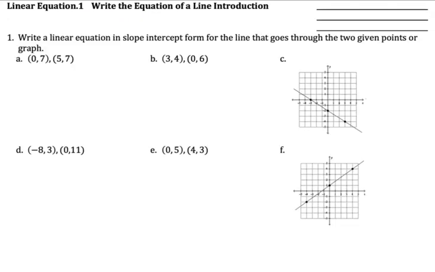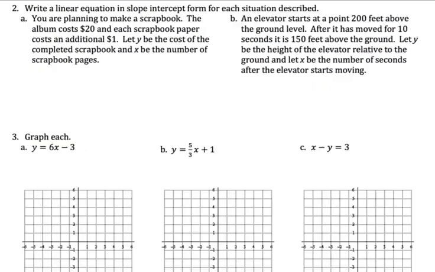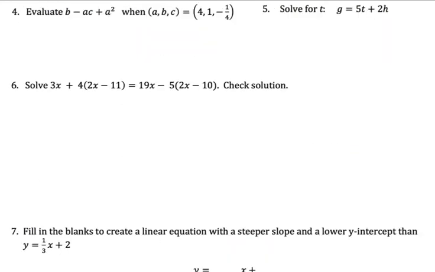Now on your practice here, number 1, you're going to write a linear equation in slope-intercept form that goes through the given points, or we've got the graph as well. Number 2, you're going to write a linear equation for each of the two situations. And this is going to be like the ones we just saw earlier in this video. Number 3, you're going to review graphing these. It doesn't say what method to use, so you could use slope-intercept form, or you can find the intercepts and graph.